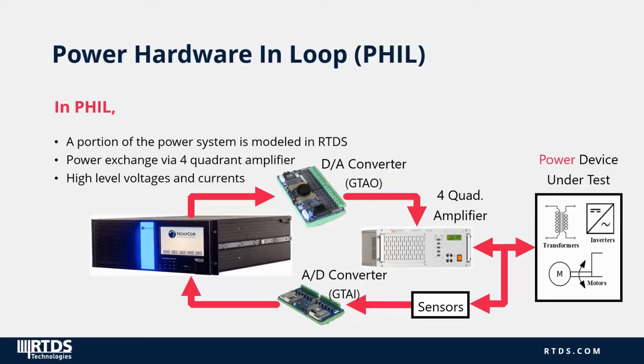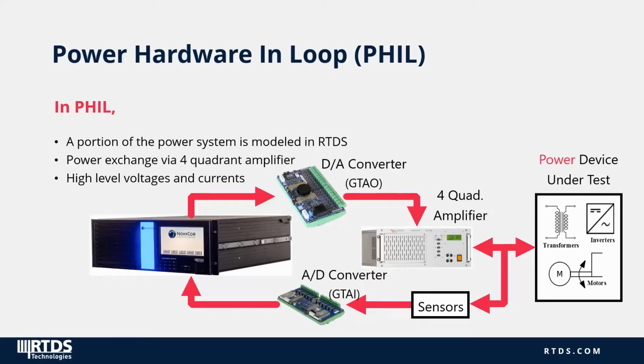Next, we need to take some feedback from the power device under test and feed that back into the RTDS. This is typically done using sensors. Oftentimes, these transducers will be embedded in the four-quadrant amplifiers themselves. Then the signals from these sensors can be brought back into the RTDS simulator by using the analog input card, as I've shown here.